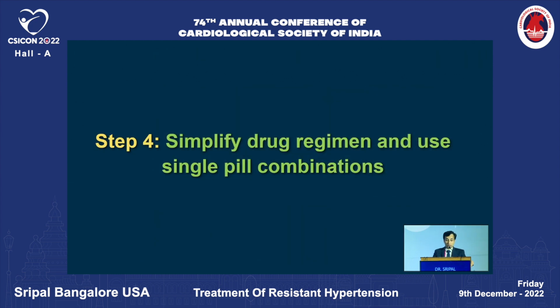So as the fourth step, I think this is critically important because if patients have resistant hypertension, you can imagine that they're already on a number of different agents. So simplifying the drug regimen and the use of single pill combination is critically important.